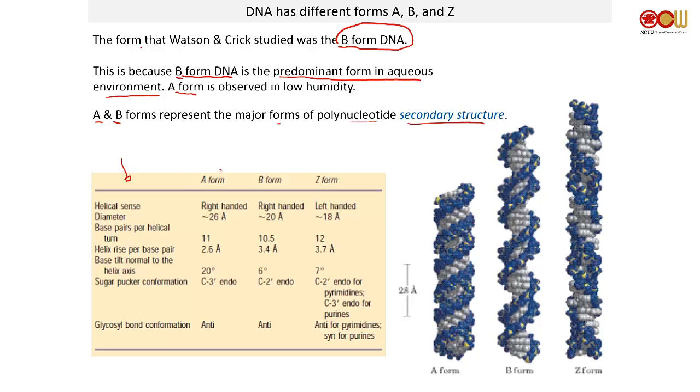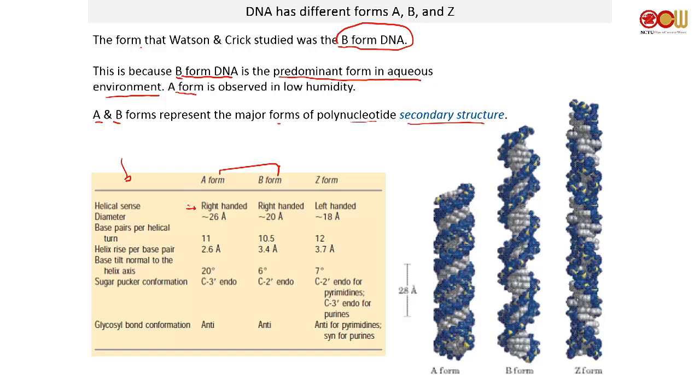Now, A form and B form are the most common. They're both right-handed helices, so they twist upwards. Back in physics, did you guys learn the right-hand rule? If you go this direction, the curvature goes this way with your right hand. So that's a right-handed helix. With the left-hand rule, obviously it's different, because your hand is curving differently. So A form and B form are both right-handed helices.